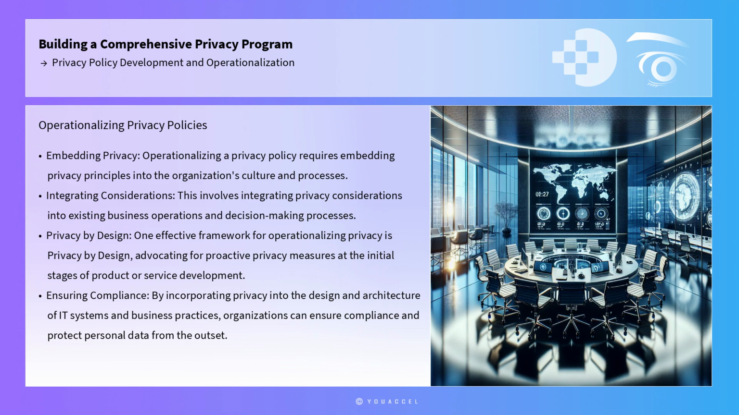Operationalizing a privacy policy requires embedding privacy principles into the organization's culture and processes. This involves integrating privacy considerations into existing business operations and decision-making processes. One effective framework for operationalizing privacy is privacy by design, which advocates for proactive privacy measures at the initial stages of product or service development. By incorporating privacy into the design and architecture of IT systems and business practices, organizations can ensure compliance and protect personal data from the outset.